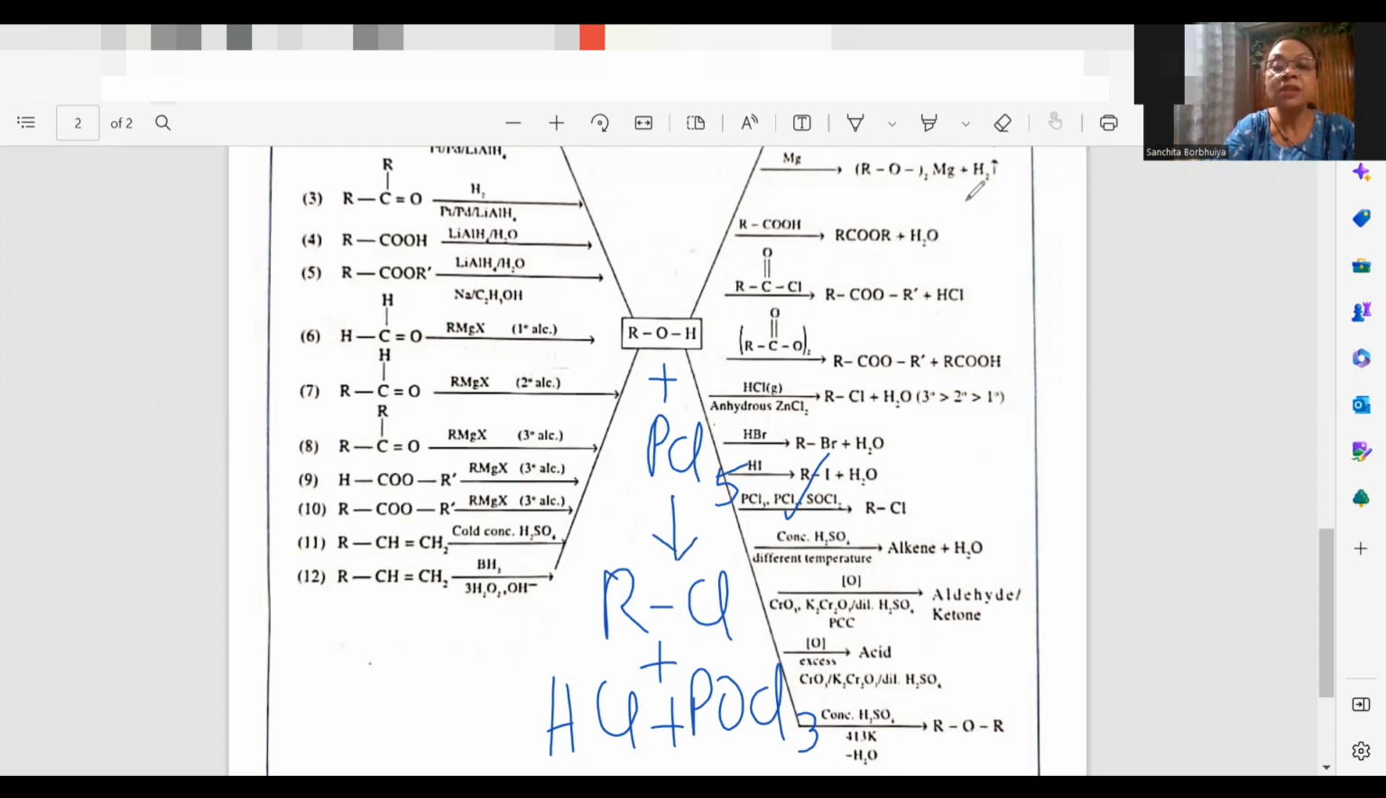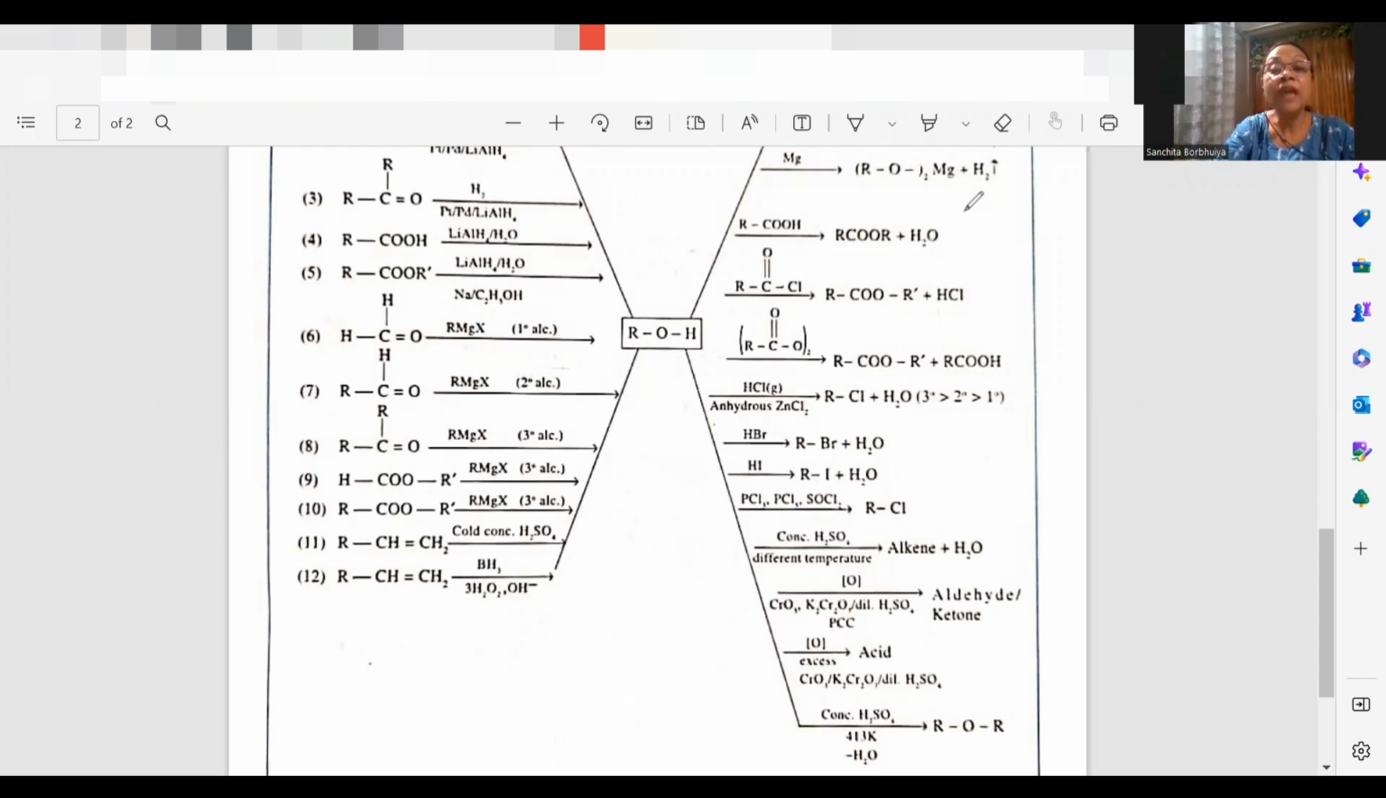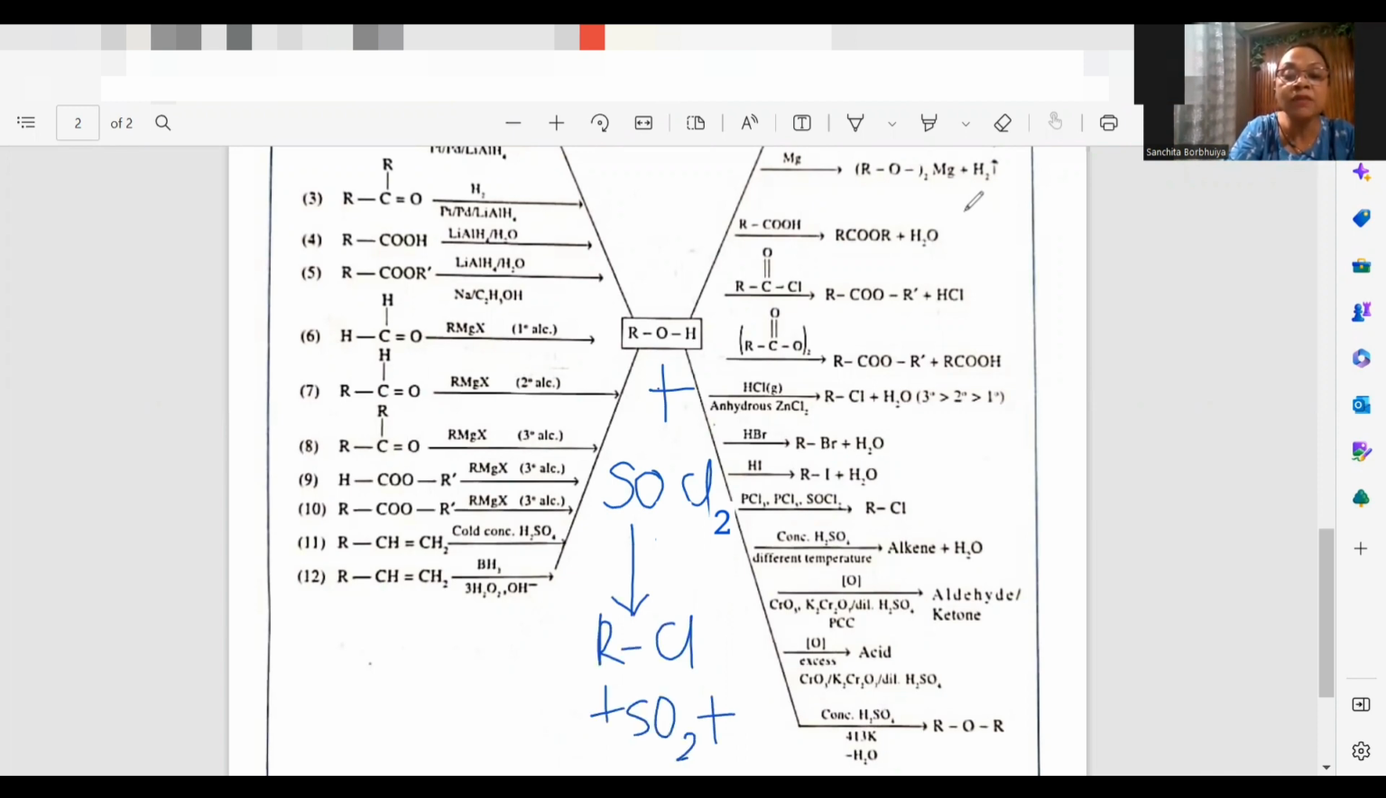Next reaction with thionyl chloride also, we will get the main product, thionyl chloride in presence of pyridine as solvent. The main product will be RCl, giving you the side products as SO2 and HCl, which we have spoken of before also. Okay, so we have finished this reaction.